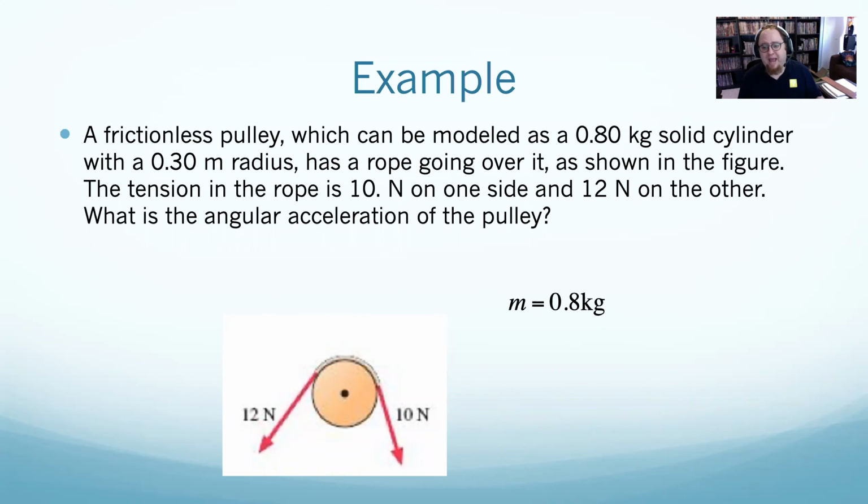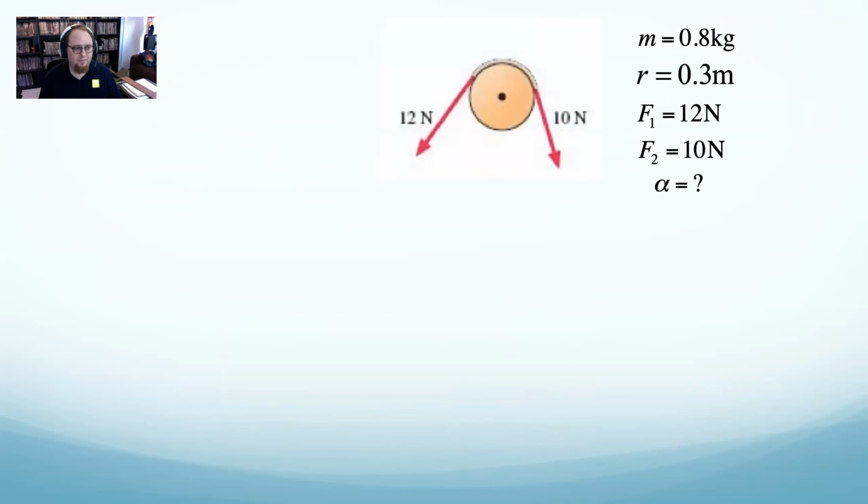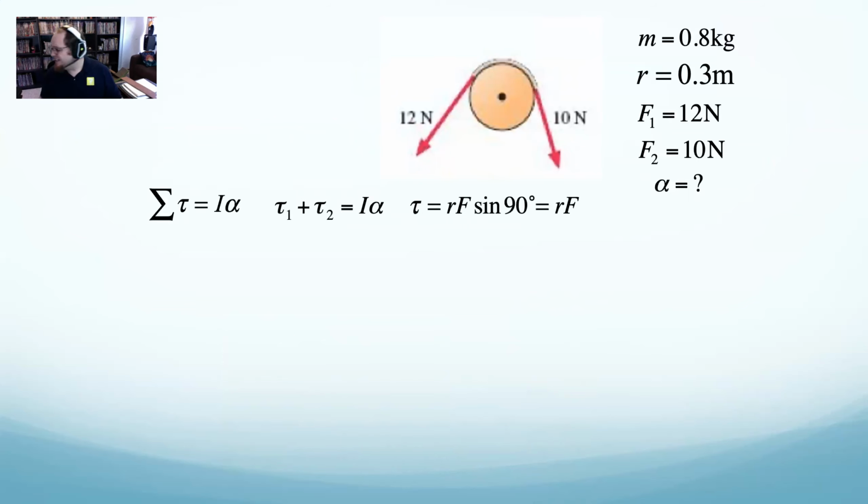So I'll say this thing has a mass. It has a radius. And there's two forces, an F1 and an F2. What's the angular acceleration? Okay, good so far? What I know is the sum of torques equals I alpha. That means the torque from force 1 plus the torque from force 2 equals I alpha, where torque is rF sine theta. Here's the thing though, if you put a string over a pulley, it's always going to be 90 degrees.